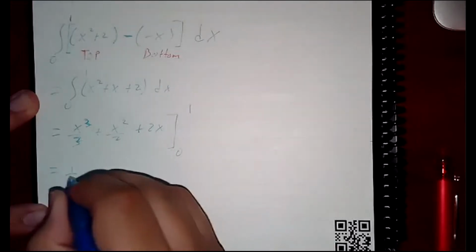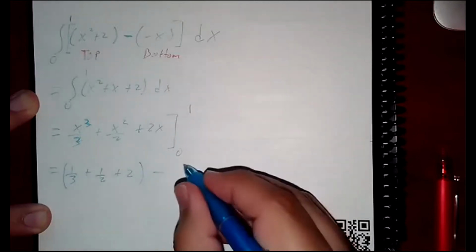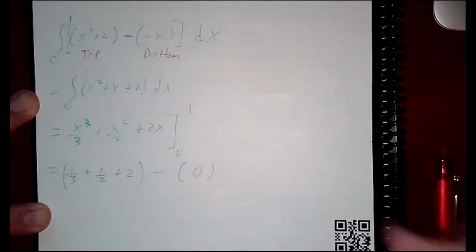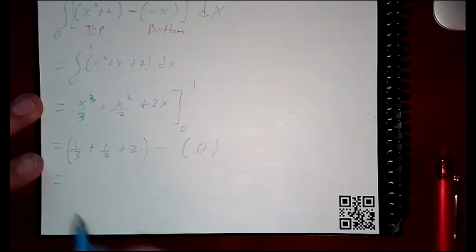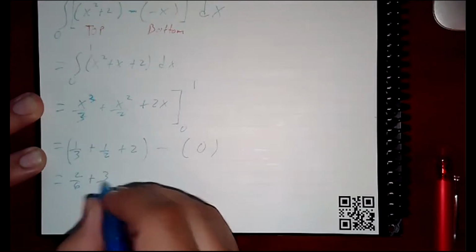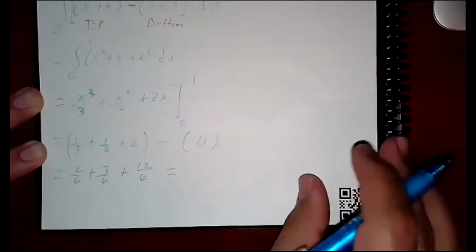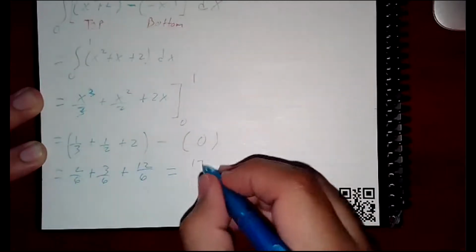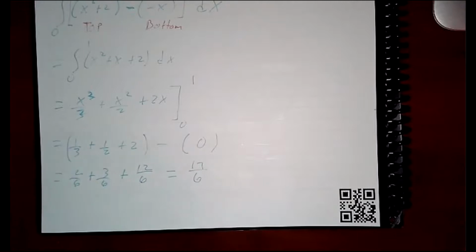So this would be 1/3 plus 1/2 plus 2, minus plugging in 0, which will be 0. And we get our answer, which is, I don't know, what is it? Almost 3, but not really. 2/6 plus 3/6 plus 12/6, so 2 plus 3 is 5, plus 12 is 17/6. Probably.